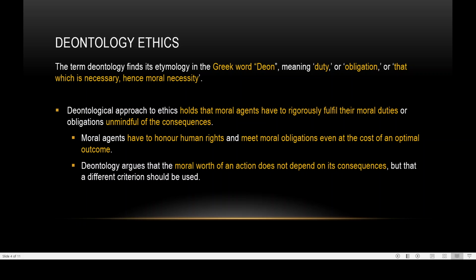So what does deontology say? It says that you have to honor human rights. Human beings have to be respected. They cannot be used as a means. It also argues that the moral worth of any action does not depend on the consequences. It is based on duties.